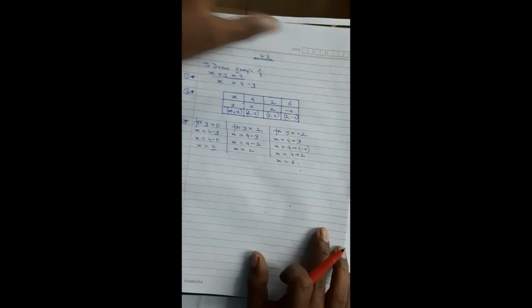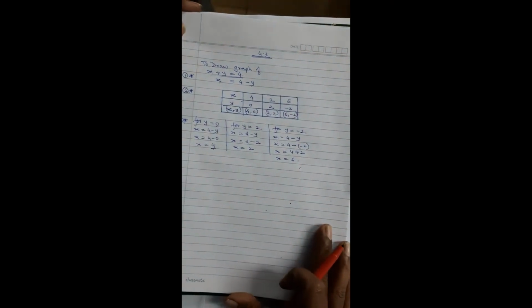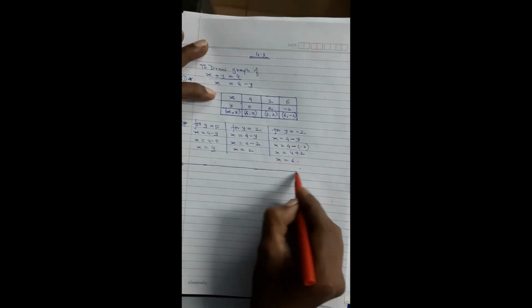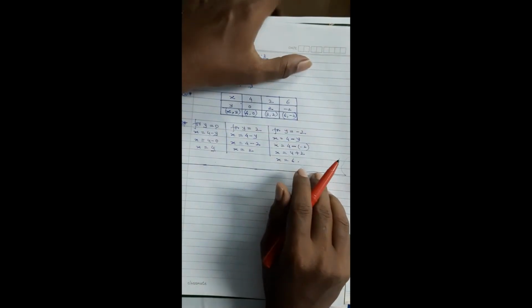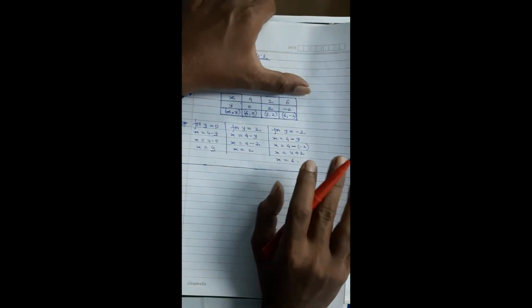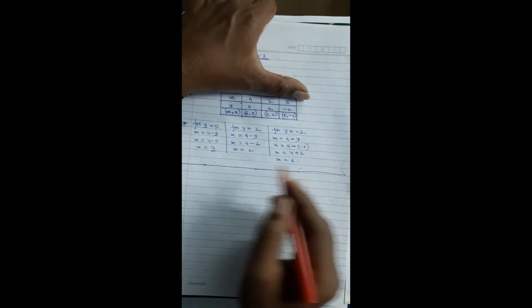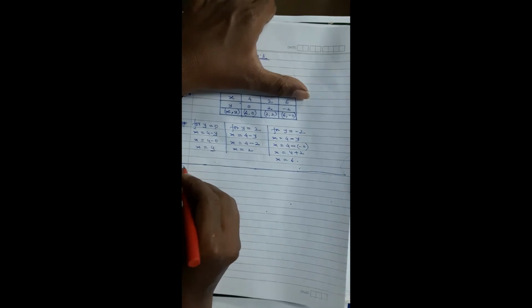Now let us go to the next question for you all to understand. Look at the next question. In the next question, x minus y is equal to 2 will be easy for you all, and I will request you all to solve it. It is very easy. I will go to solve the third question.